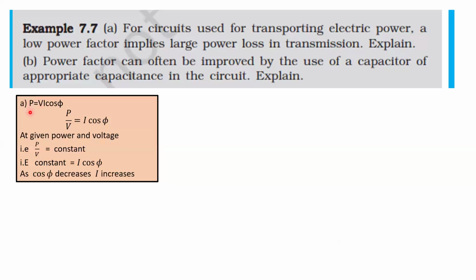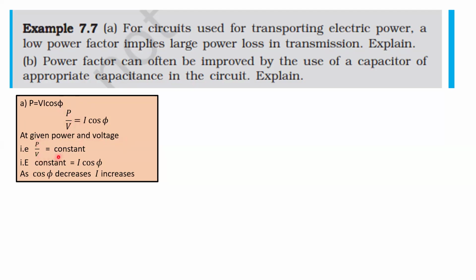Power factor. What is the average power formula? P equals VI cos phi. Now, P by V equals I cos phi. What is in the question? While transmitting electric power, they will keep a fixed voltage. Power is also constant, and voltage is also constant, directly from the grid. They are transmitted at a fixed voltage only. So power as well as voltage both are constant.